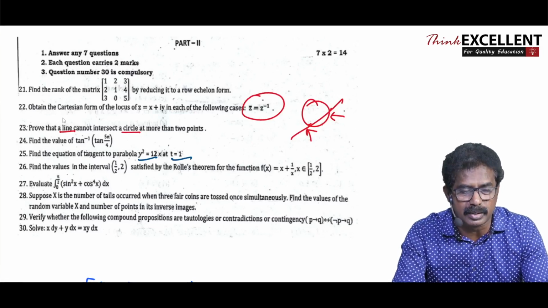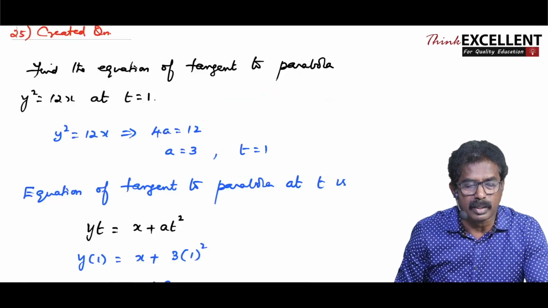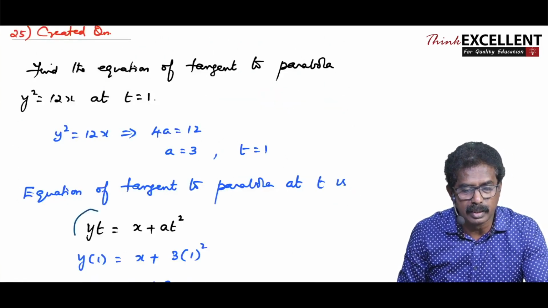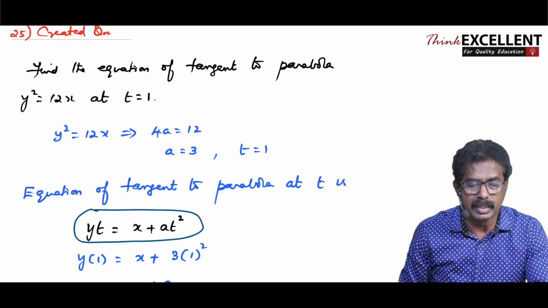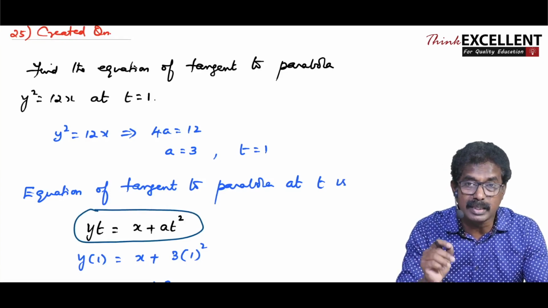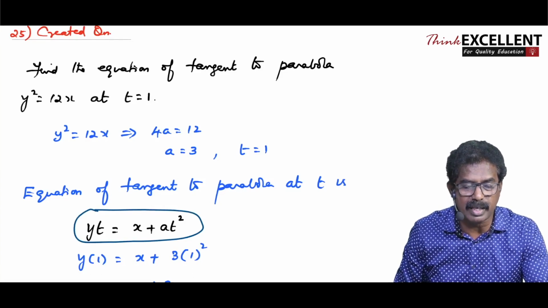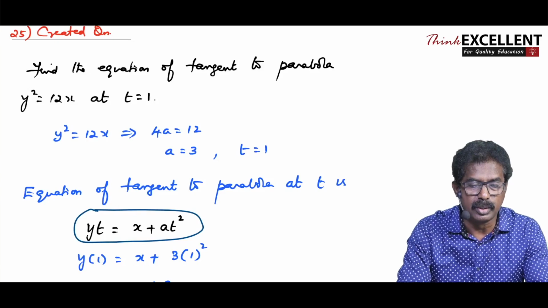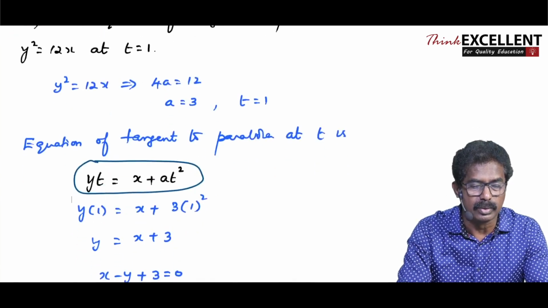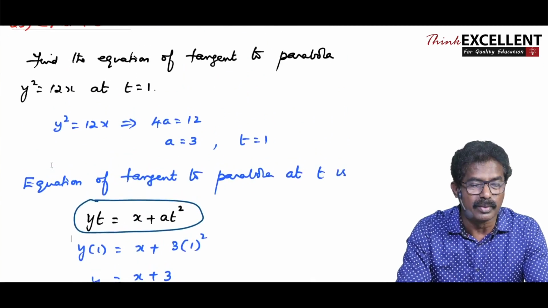I'll find a, you know. Then you just have to learn the formula. What formula? yt equal to x plus at square. This is the equation of the tangent to the parabola at t. Now you just substitute the t value and a value, and you will get the answer. Very easy, but without knowing that formula, you cannot do that sum.